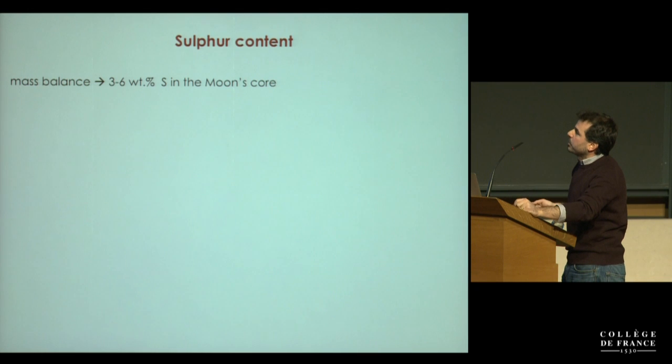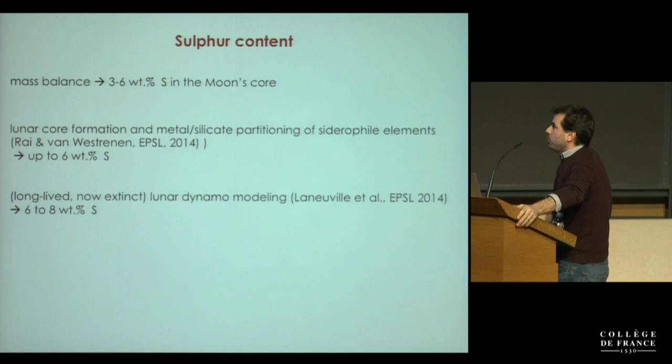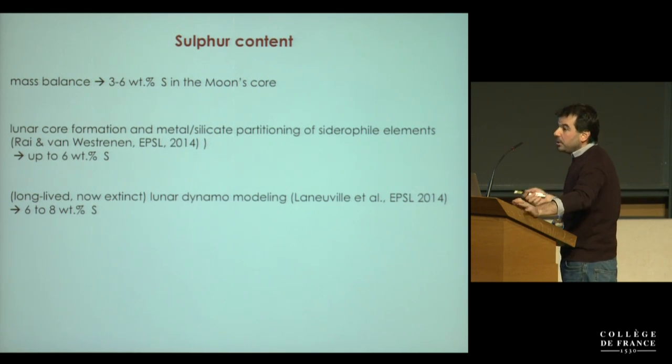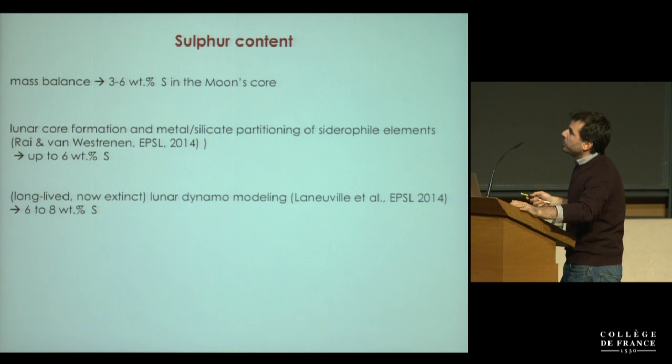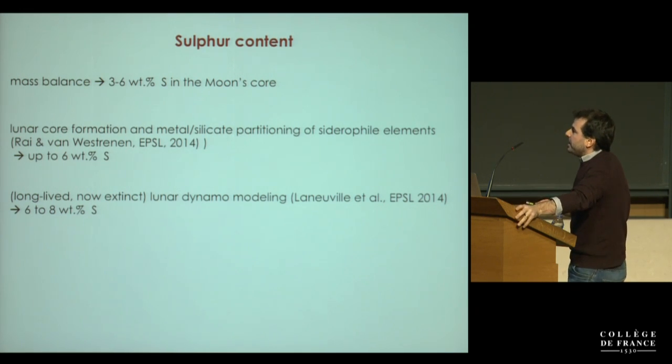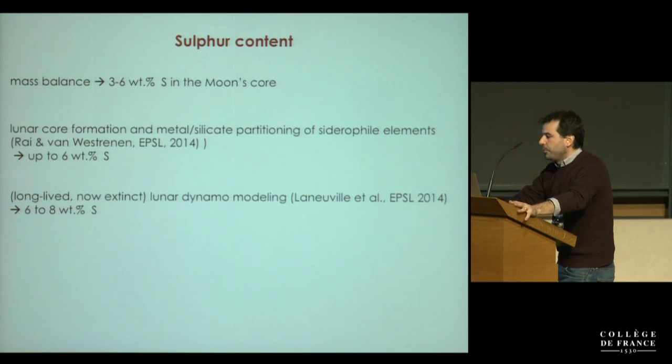We get an estimate of total sulfur in the core between 3 to 6 weight%, which looks in quite good agreement with the recent independent constraint on the total sulfur amount in the moon. Lunar core formation models, together with the metal-silicate partition and siderophile elements, indicate up to 6 weight% sulfur in the moon's core, while modeling of the history of the long-lived, now extinct lunar dynamo might call for 6 to 8 weight% sulfur. So independent constraints tend to suggest that sulfur might do the job in a reasonable amount.